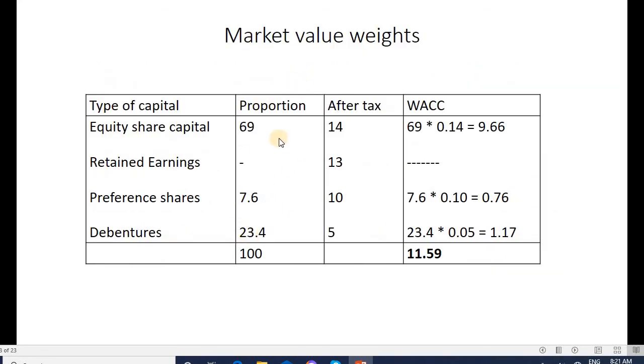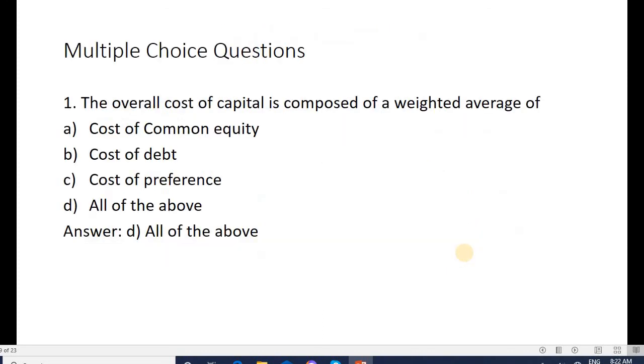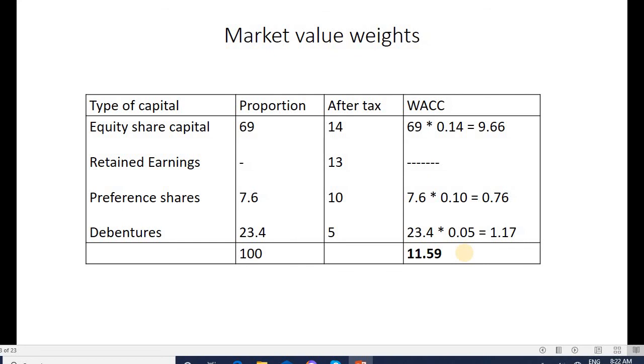This proportion we need to write here, and after tax cost is already given, which remains unchanged. So we need to take the product: 69 into 0.14, 7.6 into 0.10, 23.5% means 0.05. So 9.66, 0.76, 1.17. The weighted average cost of capital is 11.59%. So this is about some more problems on weighted average cost of capital. Thank you.